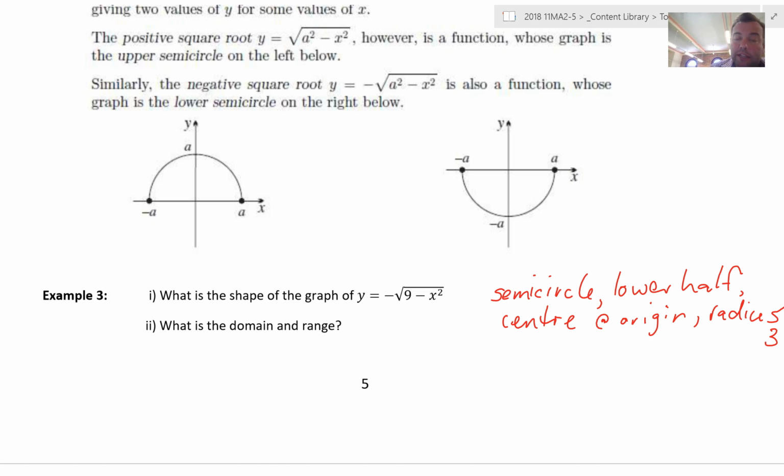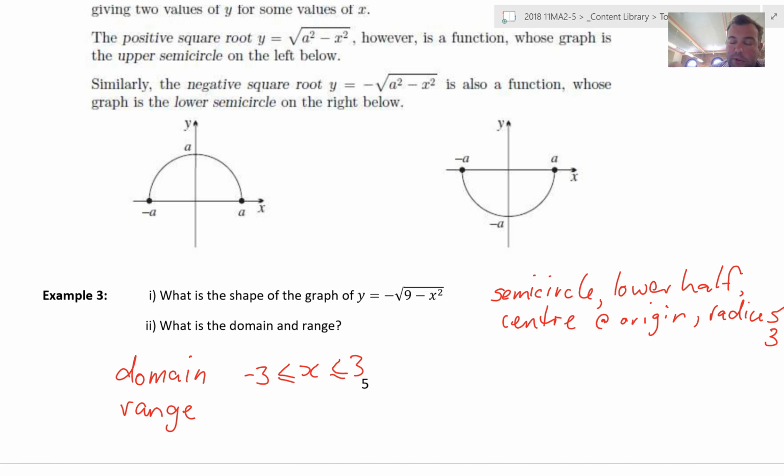What is the domain and range? Well, it looks something like this. The domain: what x values could go into that? Well, it's from x equals negative 3 across to x equals 3. It can't be over here, it can't be over here. So I'm going to say negative 3 is less than or equal to x is less than or equal to 3. That's my domain.